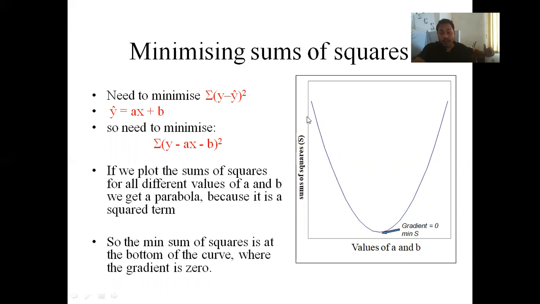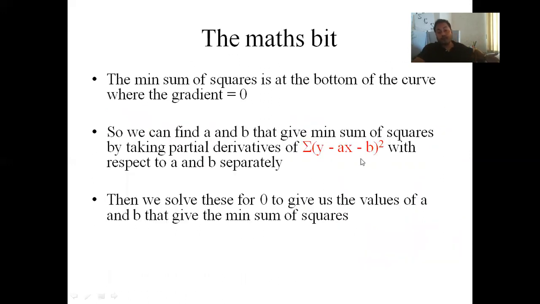You can see this. Where the gradient is, what will the gradient be here? The gradient will be 0. The minimum sum of squares is at the bottom of the curve where the gradient is 0. So we can find a and b that keep the minimum sum of squares by taking partial derivatives of this equation with respect to a and b separately.